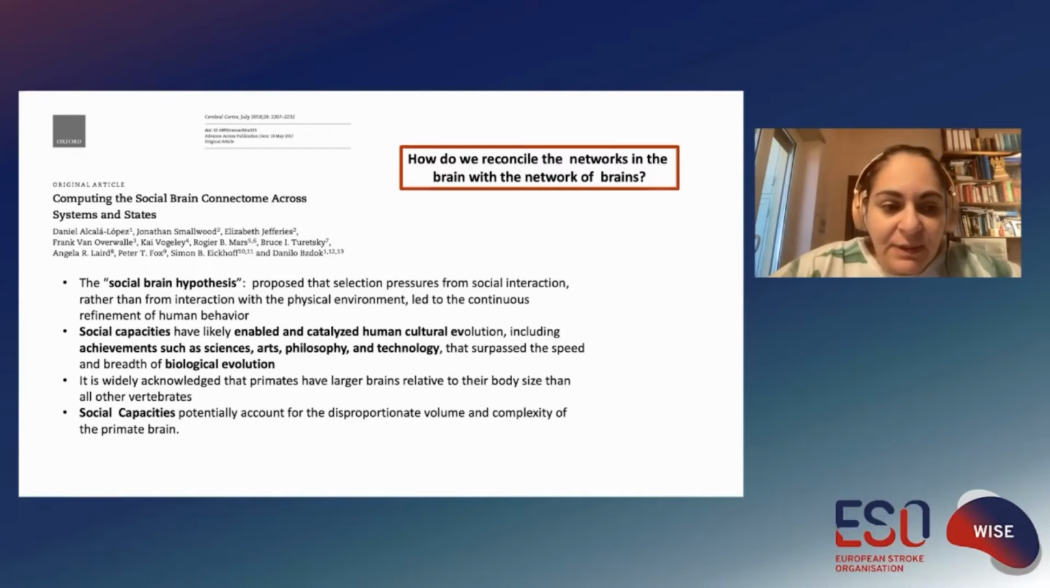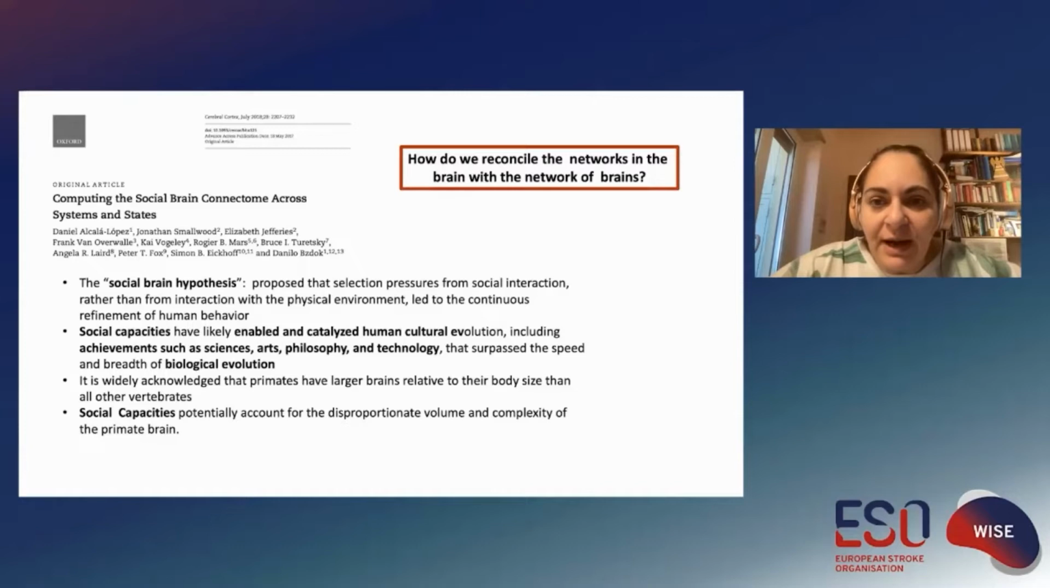It is widely acknowledged that primates have larger brains relative to their body size than all other vertebrates. So social capacities potentially account for the disproportionate volume and complexity of the primate brain. And this is probably where we may find a way to reconcile the networks in the brain with the network of brains.